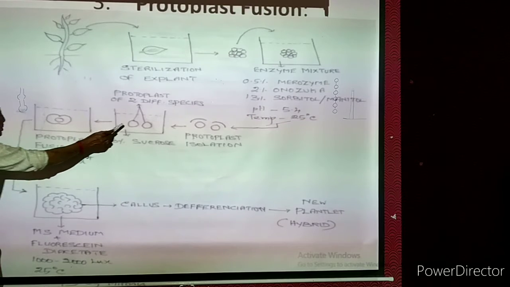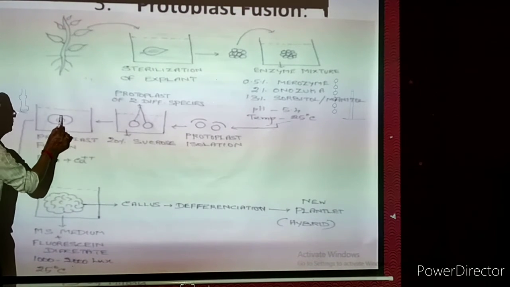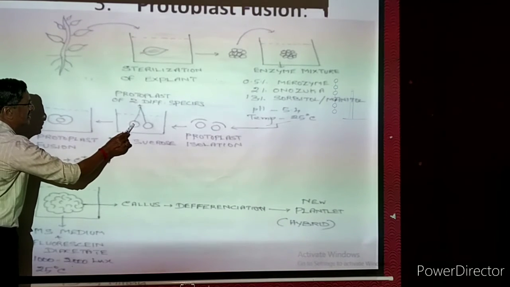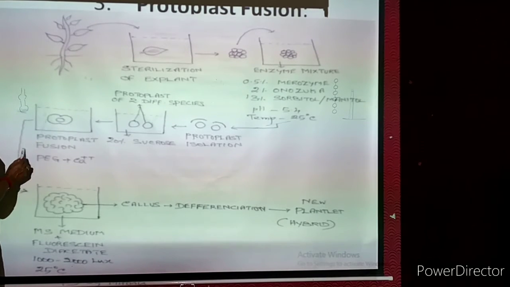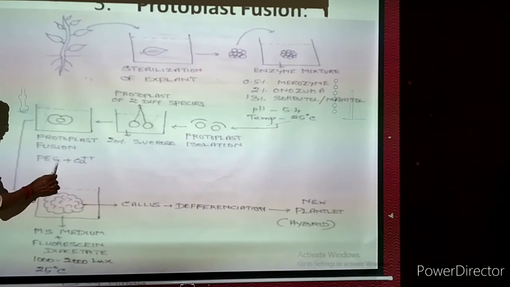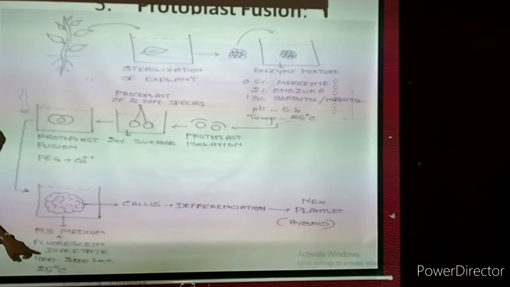So, what will happen? The two cells are touching each other. First, the cell membrane and cell membrane will fuse. And slowly it will become a large cell. Then the nuclei present inside, the two nuclei, will join together and form a large nucleus. So, a single large nucleus will be there. This is called protoplast fusion with the help of PEG plus calcium. Then the single cell that is formed should be transferred to culture medium.